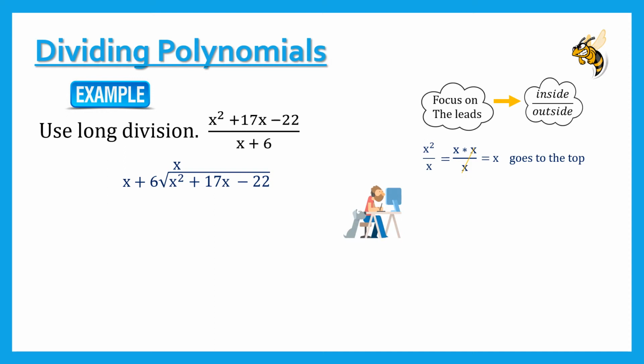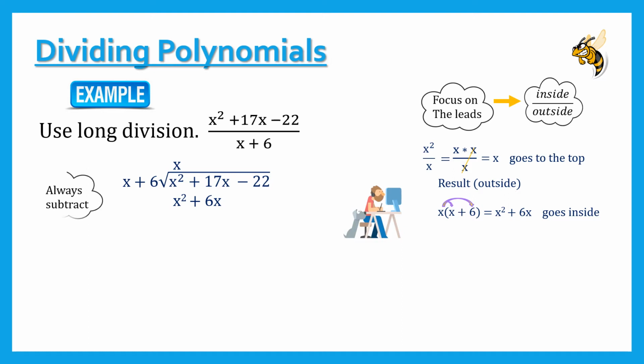Now that we placed the x on the top, we need to take that x and multiply the outside. So it'll be x times x plus 6. We're going to distribute the x. x times x is x squared. And x times 6 is 6x. And that goes inside.